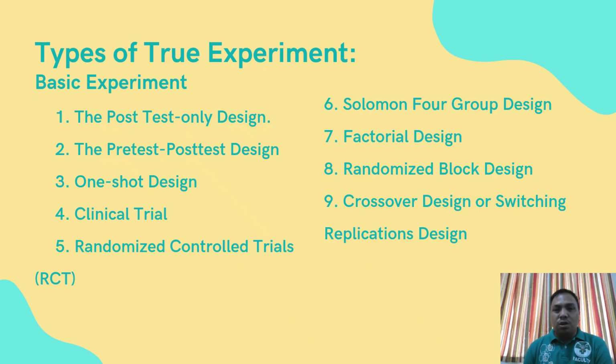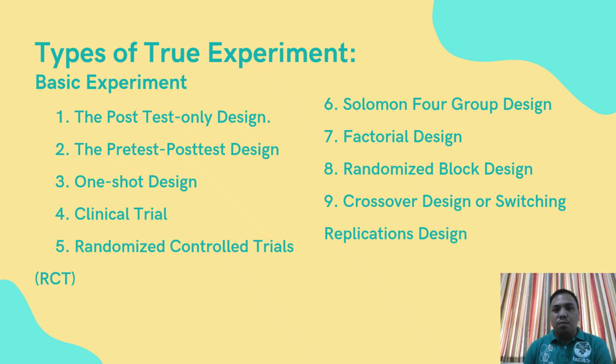And randomized controlled trials assign participants randomly to experimental or control groups, minimizing the bias and providing the most reliable evidence of an intervention's effectiveness. The Solomon four-group design combines pre-test and post-test only designs to control for the effects of pre-testing and increase the internal validity. And factorial design examines the effects of two or more independent variables simultaneously, including their interactions, providing a more comprehensive understanding of the influence on the outcomes.